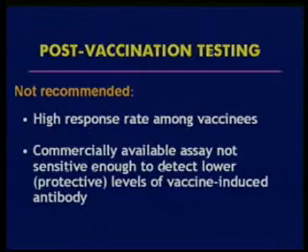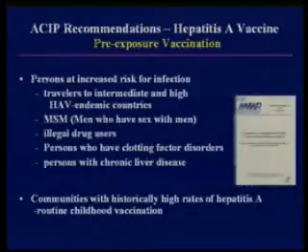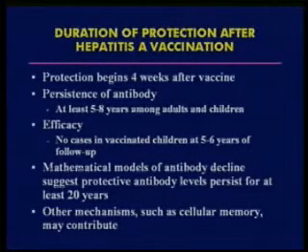Okay, what's not recommended? So there's no post-vaccination testing because there's a high response rate among vaccinees, as well as the assay that you would use to detect whether someone has a response or not is not very good. So we know it's very efficacious. You give someone the vaccine and you wish them well. When does protection begin? 4 weeks after vaccine. It's actually quite much earlier than this. The persistence of antibody, at least 5 to 8 years among adults and children. Efficacy, no cases in vaccinated children at 5 to 6 years of follow-up.